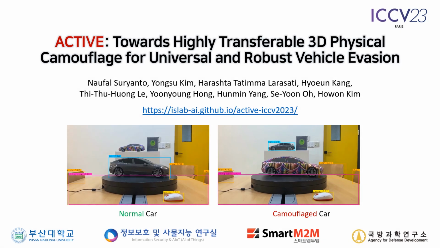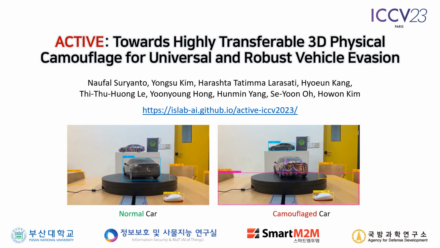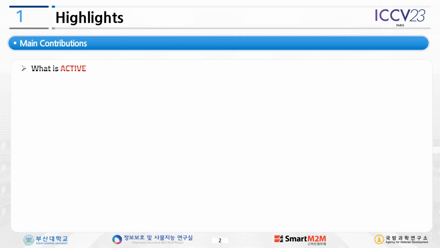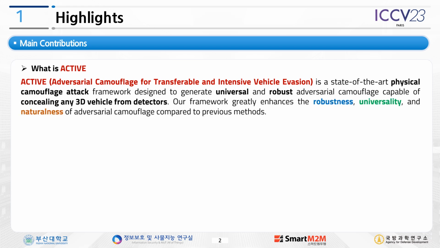ACTIVE: Towards Highly Transferable 3D Physical Camouflage for Universal and Robust Vehicle Evasion. ACTIVE, which stands for Adversarial Camouflage for Transferable and Intensive Vehicle Evasion, is a state-of-the-art physical camouflage framework designed to generate universal and robust adversarial camouflage capable of concealing any 3D vehicle from detectors. Our framework greatly enhances the robustness, universality, and naturalness of adversarial camouflage compared to previous methods.